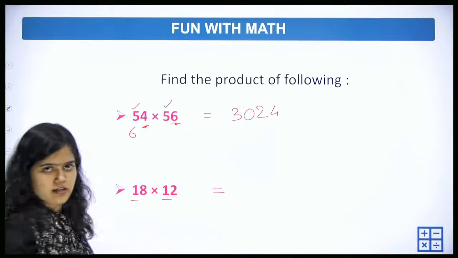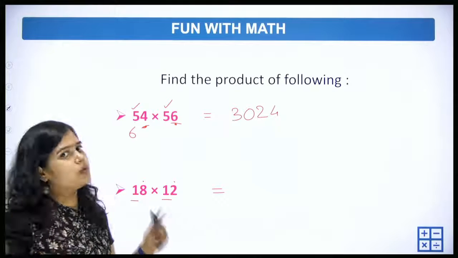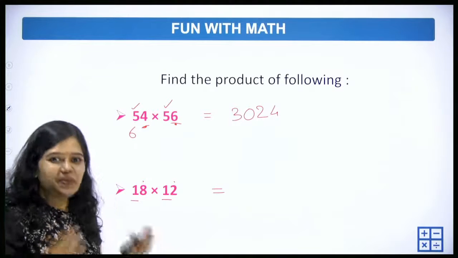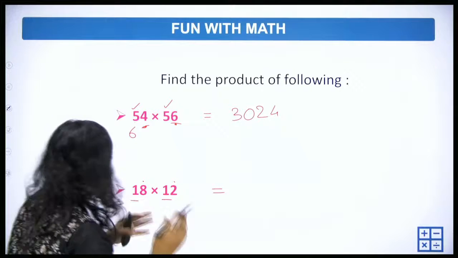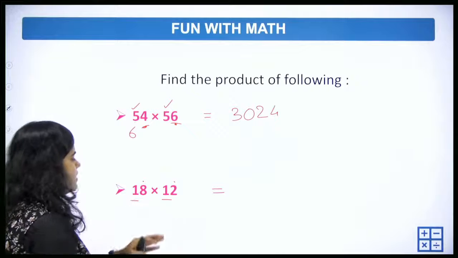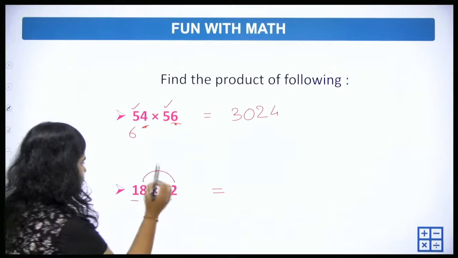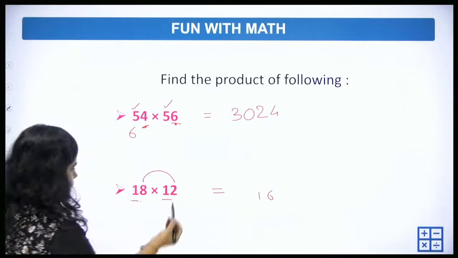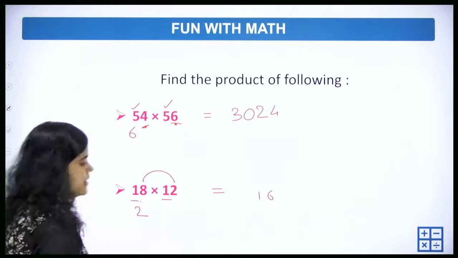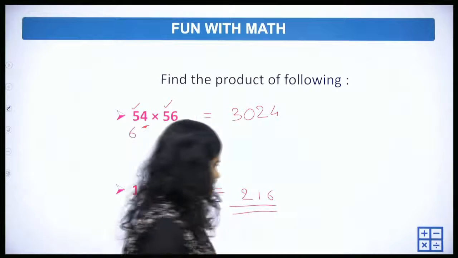Tens place are 1. 8 plus 2 is 10. So rule 1, rule 2 satisfied. So we can use the trick here. So 1 plus 1, so 1 into 1 and 18 into 2. So 8 into 2 is 16. And then what should we do? We have 1 into 1. So we'll do 2 into 1, which is 2. So 216 is the solution.